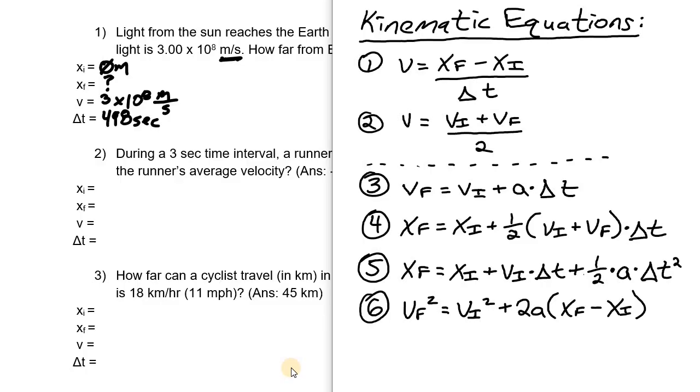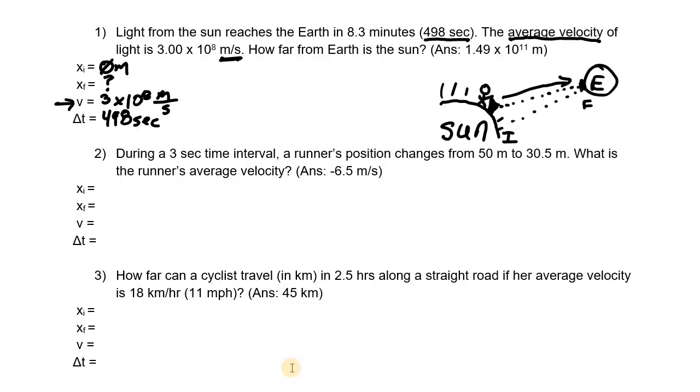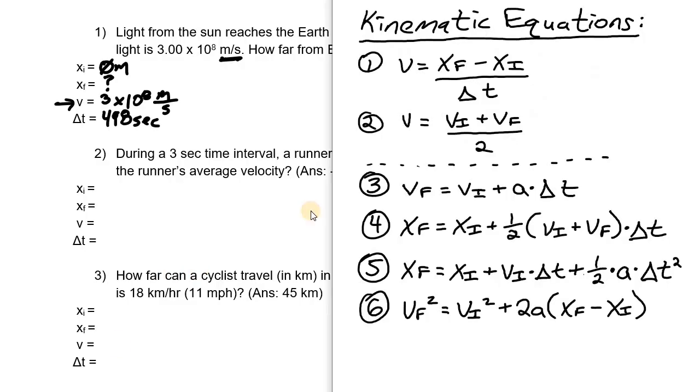Well, we know that this velocity here is our average velocity. So these formulas over here, these first two, have to do with average velocity. This line separates the formulas that have to do with average velocity from all of the other ones. None of the formulas over here have to do with average velocity. Whenever we're dealing with average velocity, we're going to be looking at these first two formulas. I just want to make that clear.